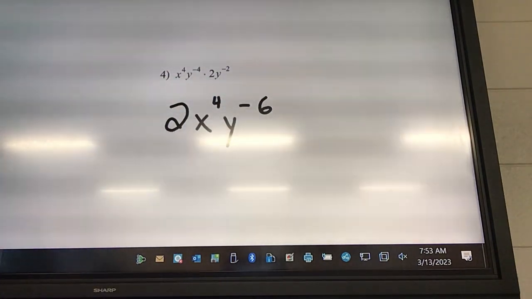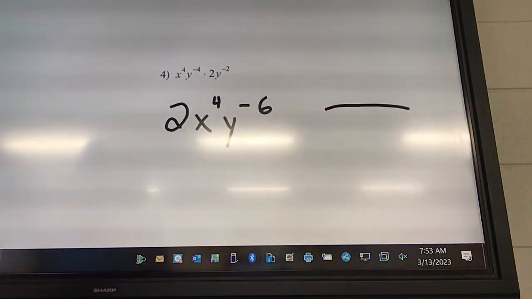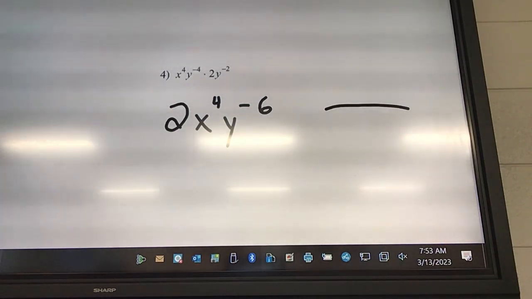Okay, and then we run through those questions. Do we have any negatives? Yes, so you're going to need to draw your bar. Where's the 2 going? Top. x to the 4, top. y to the -6, the same. Yep.